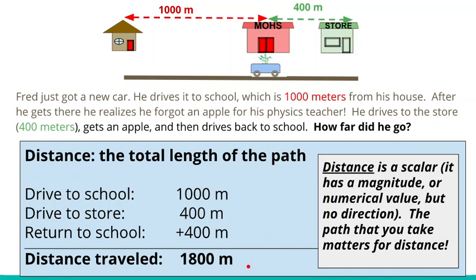Now I want to point out that distance is a scalar. We're going to talk about scalars and vectors this year. A scalar is something that has a magnitude, and a magnitude means a numerical value. It'll include units in physics class, so a number and units, but it doesn't have a direction. So it's not 1,800 meters north, it's not 1,800 meters south, it's not negative 1,800 meters, it's just a distance of 1,800 meters. Now the path that you take matters for distance, so it matters that he went to the school, to the store, and back to the school to get his distance correct. You need to know the path.